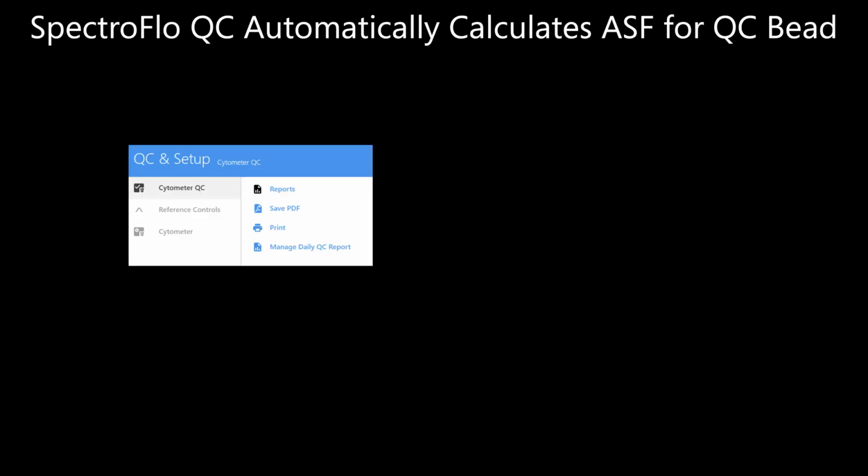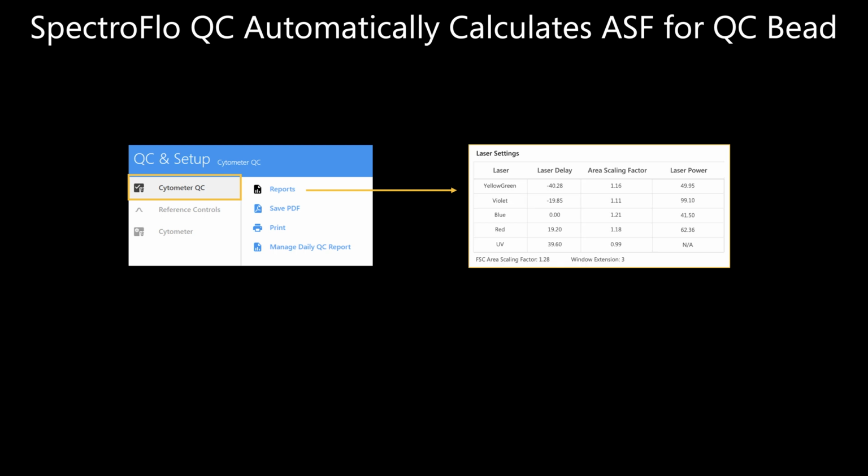To show you an example of this, I've pulled a screenshot of a QC report from a 5-laser Cytek Aurora, which you can locate by going into SpectroFlo Software's QC and Setup module, clicking on Cytometer QC, and then going to the Reports tab. If you scroll down in the QC report, you'll see all 5 lasers and the area scaling factors that are automatically calculated when you run daily QC. You'll see most of them are a little above 1 for that 3 micron QC bead.